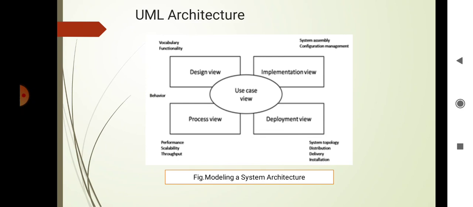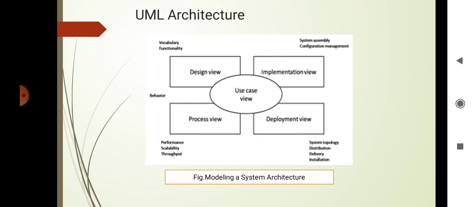Here the architecture of a software-intensive system can be best described by five interlocking views, and each view is a projection into the organization and structure of the system. It is also focused on a particular aspect of the system. Then the design view has class diagrams and object diagrams, the implementation view has component diagrams, the deployment view has deployment diagrams, and the process view. Here this is the performance, scalability and throughput. Then we will see them one by one.